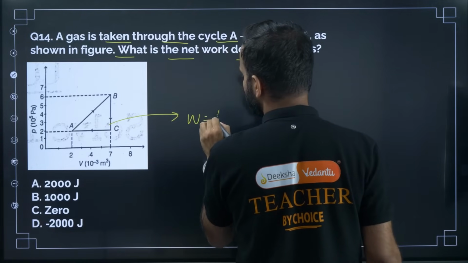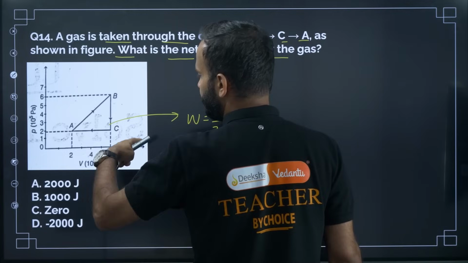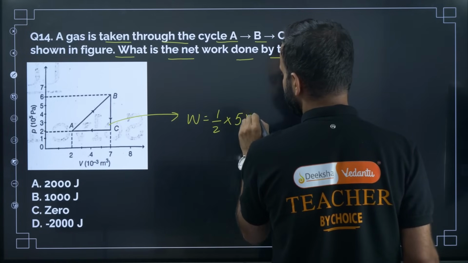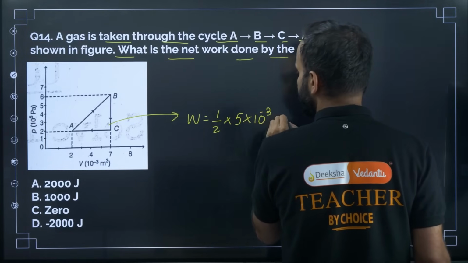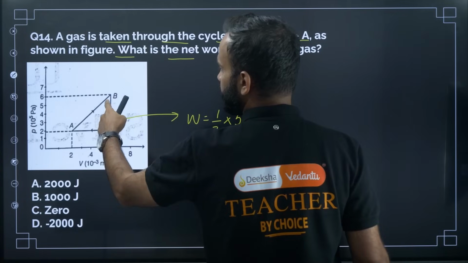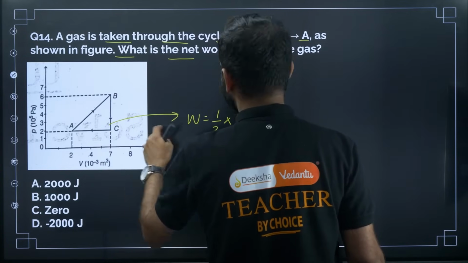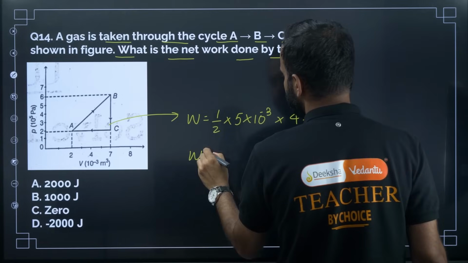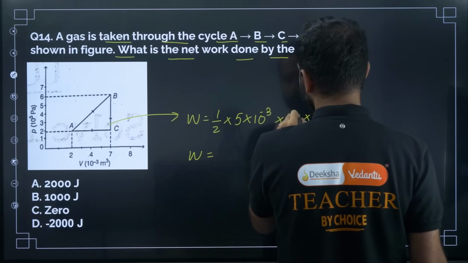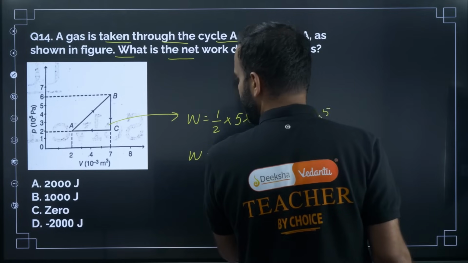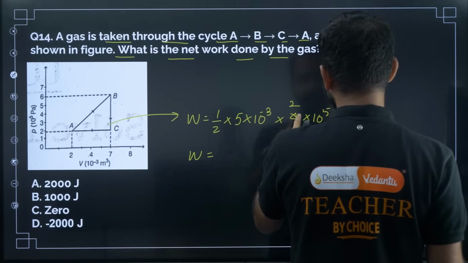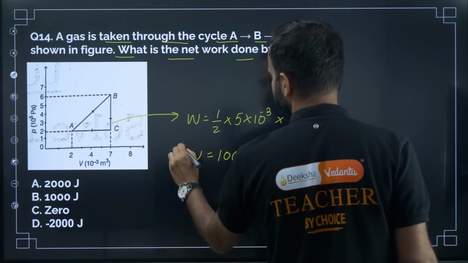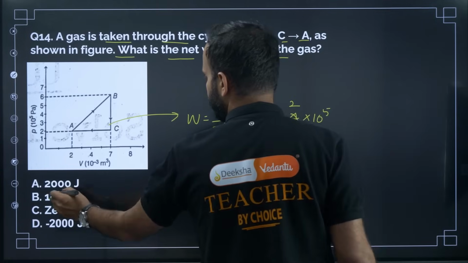Work done is equal to half into base. Base is 7 minus 2, that is 5, 5 into 10 to the power minus 3 meter cube, into height. Height is 6 minus 2, that is 4, 4 into 10 to the power 5 Pascal. So work done is equal to 1000 joule. So the correct option is B.